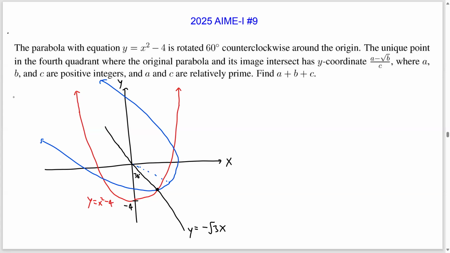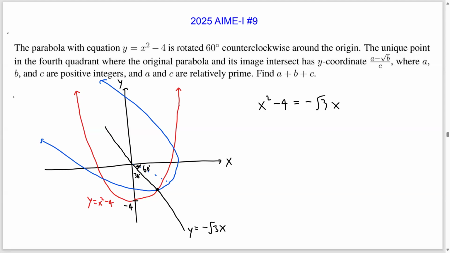Because we know that this line, since it makes a 30-degree angle with the y-axis, must make a 60-degree angle with the x-axis and with negative slope. So this point is what we're looking for. Now, to find the coordinates of that point, all we need to do is solve the equation x squared minus 4 equals minus root 3 times x. Once we solve this for x, we can then find the y-coordinate.